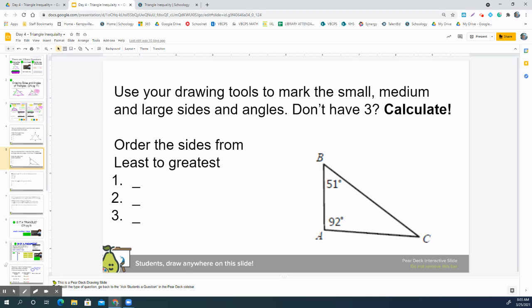So everybody should be on slide 5. What's my first step? Right? So I do 180 minus those numbers so I know what C is, because I can't do anything until I do that. And I get 37. Thank you, Samuel. C equals 37, and I'm going least to greatest. What letter do I put first?